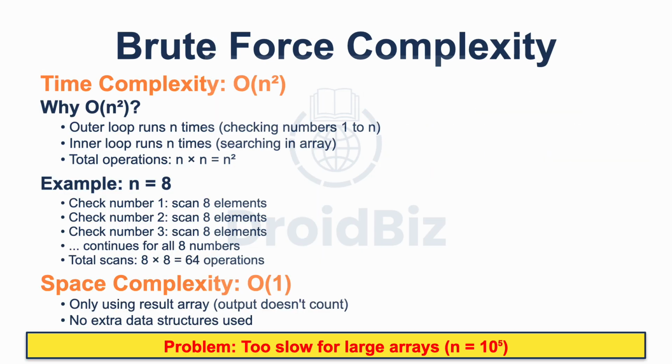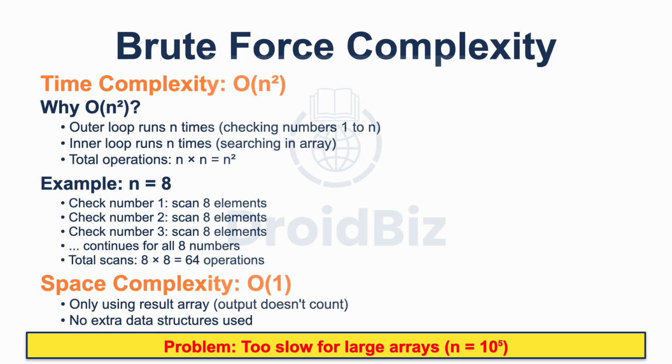Let's analyze the complexity of the brute force approach. The time complexity is big O of n squared. Why is it big O of n squared? The outer loop runs n times, checking numbers from 1 to n. The inner loop also runs n times, searching in the array. So the total operations equal n times n, which is n squared.